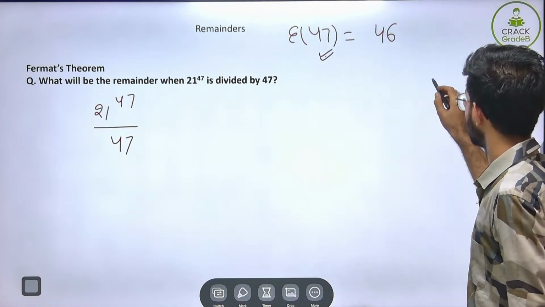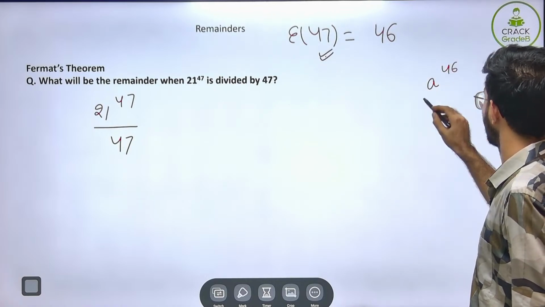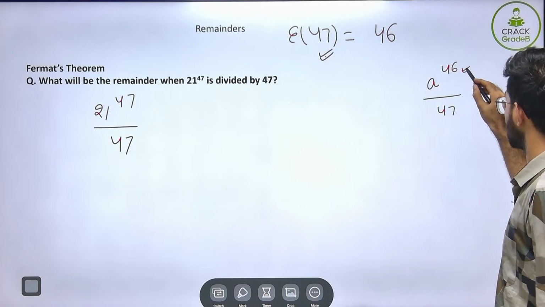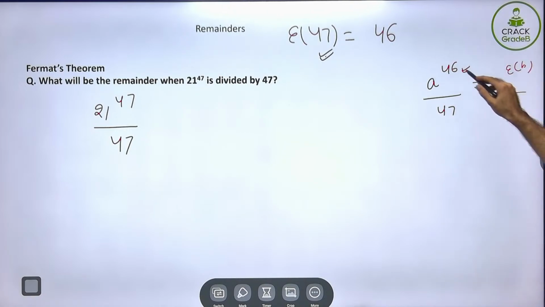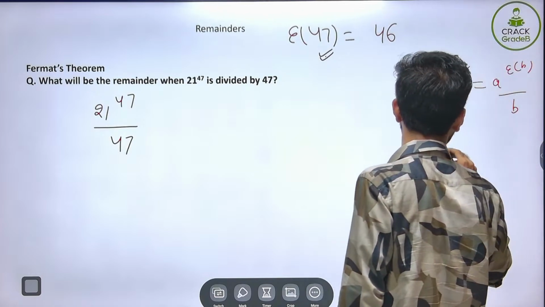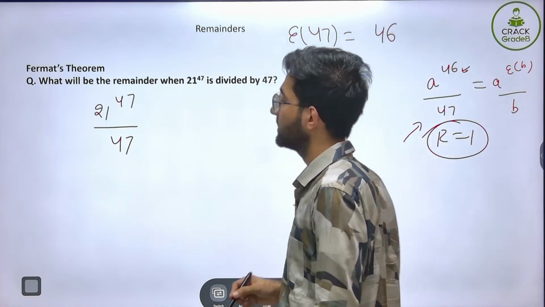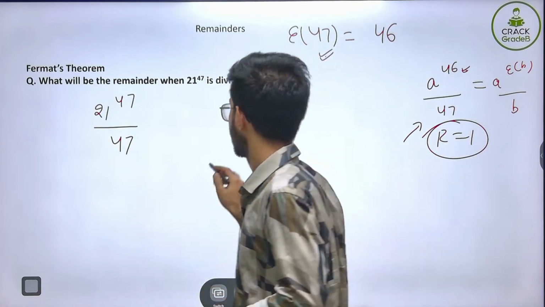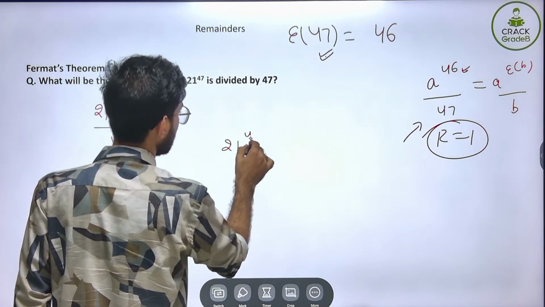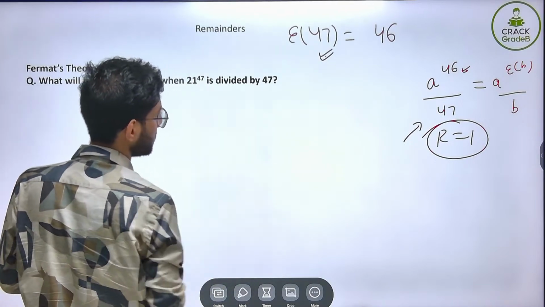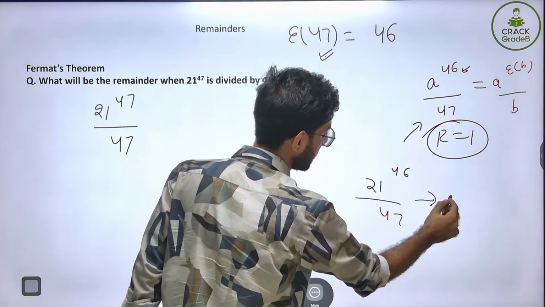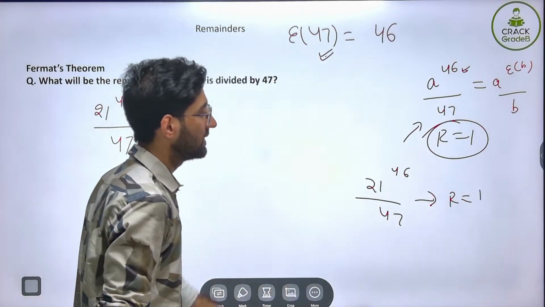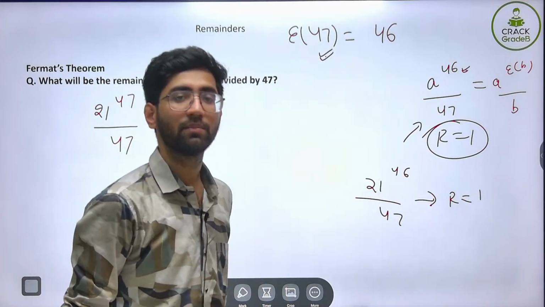Okay, what does it mean? It means that if you divide a to the power 46 by 47, see, this 46 is the Euler number of 47. So if you see this kind of case, you get remainder that is equal to 1, right? So basically, what does it mean? It means that if you divide 21 to the power 46 by 47, you will get remainder equal to 1. Why? This 46 is the Euler number of 47.